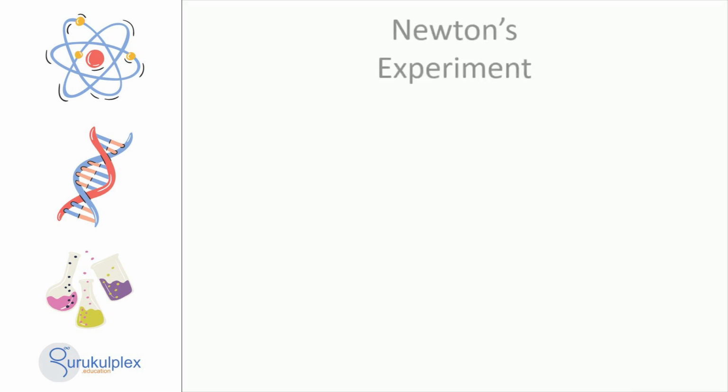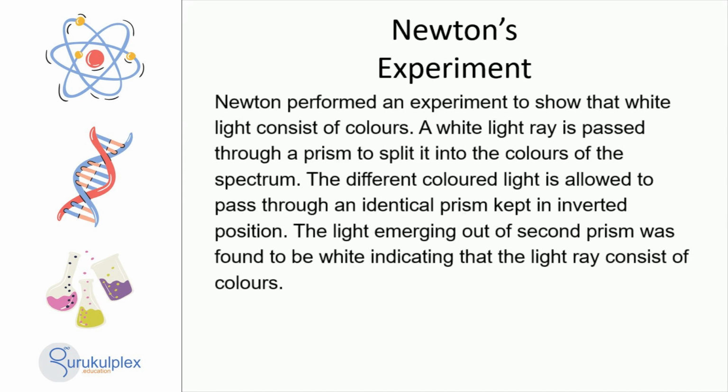Isaac Newton performed an experiment in 1666 to demonstrate that white light is made up of colors. He passed a ray of white light through a prism which split it into 7 colors. When he inverted the prism, the light coming out from it was white, which showed that white light is composed of different colors. This experiment was the foundation for the optics field and a major event in the history of science.